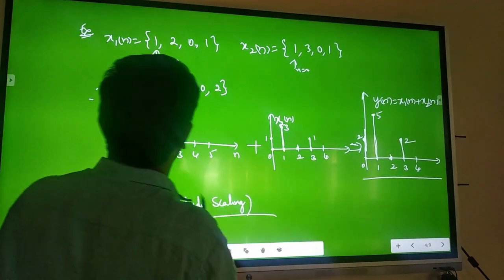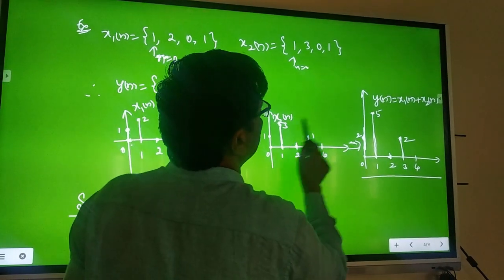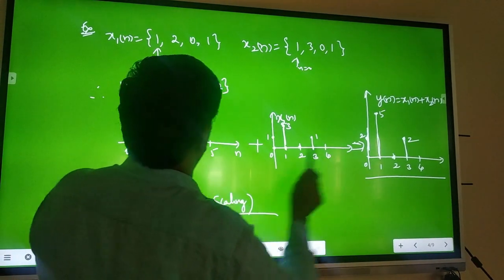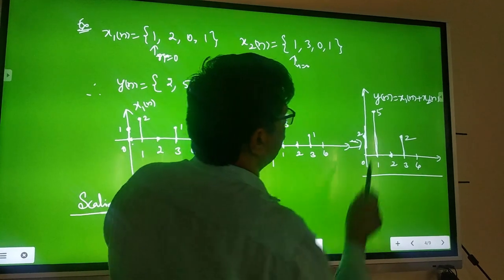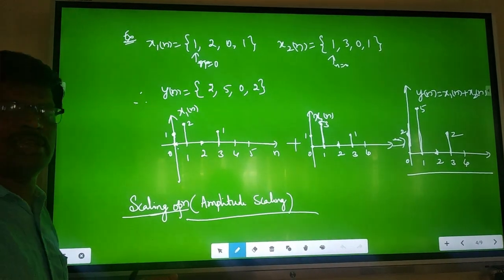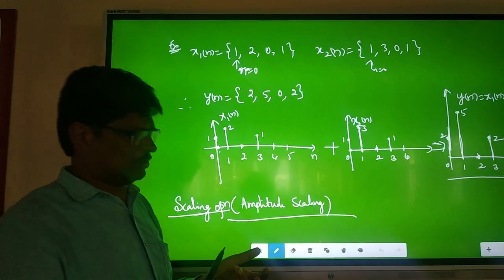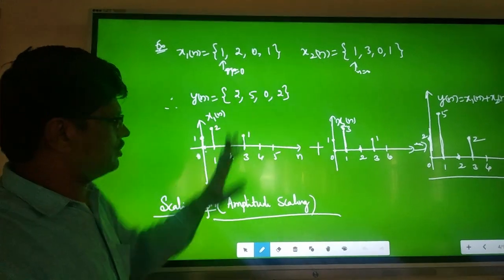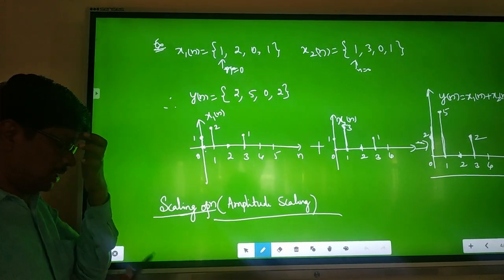1 plus 1 is 2. Then here 2 plus 3 is 5 amplitude. Then 0 plus 0 is 0. Then 1 plus 1 is 2. Like this, we can use the addition operation both in the case of discrete time and continuous time to add sequences, and we are doing that.